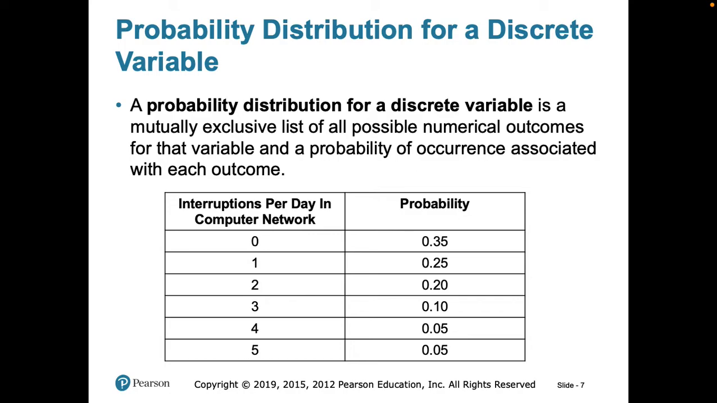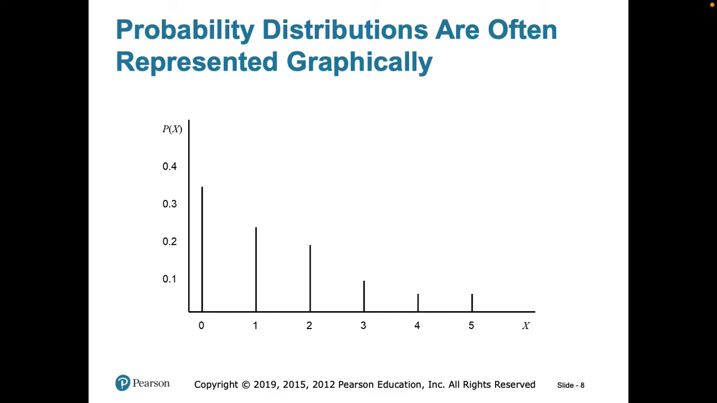In this example, we're talking about the interruptions per day in a computer network, and the probability of getting those particular values is given to us on the right. So again, if you get 0 interruptions per day, you cannot get 1 or 2 or 3, so it will be mutually exclusive. This is just putting those values into a graph that you can see. As you guys see, the probability of getting 0 disruptions is 0.35, and so on and so forth.